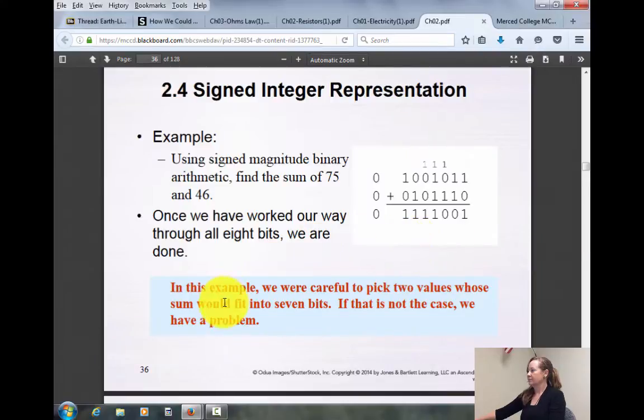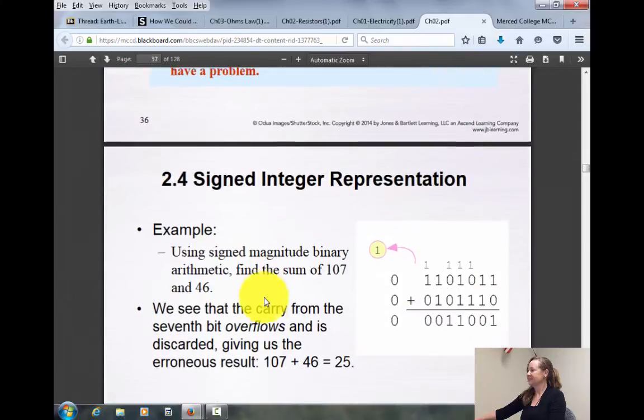Okay? And then you add up your sign bits so we know that this is a positive number. In this example, they were careful to pick 2 values whose sum would fit into 7 bits. If that's not the case, then we have a problem.